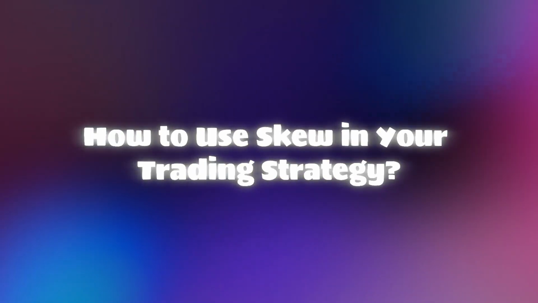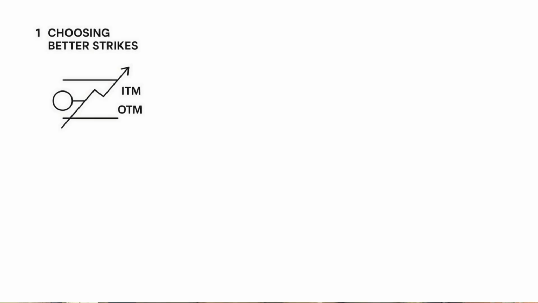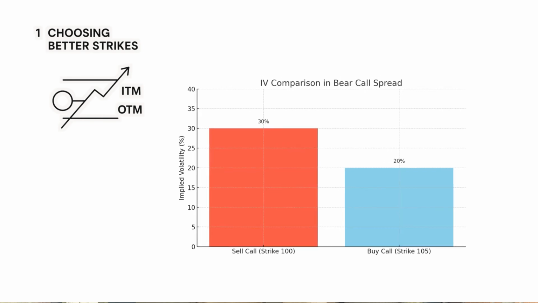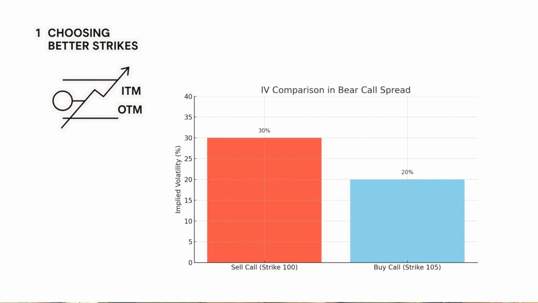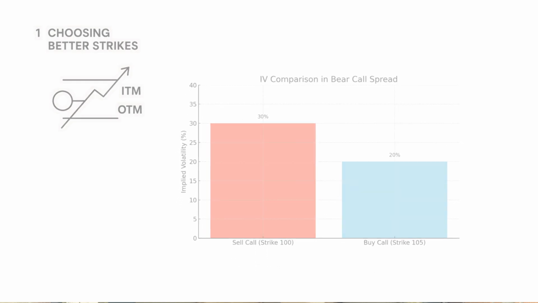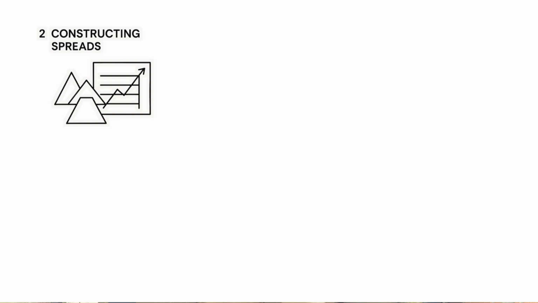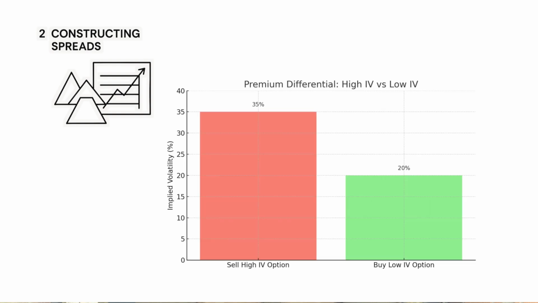How can you use the skew to your advantage? First, choose better strikes. If skew is steep, you might consider buying closer to the money options and selling the farther out-of-the-money options to capitalize on the inflated premiums. For example, in a bear call spread, you might sell a call with higher IV and buy a call with a lower IV, improving your edge. Second, constructing spreads. Strategies like vertical spreads, ratio spreads, or iron condors can exploit skew. Selling the high IV options and buying the low IV options helps capture the premium differential.